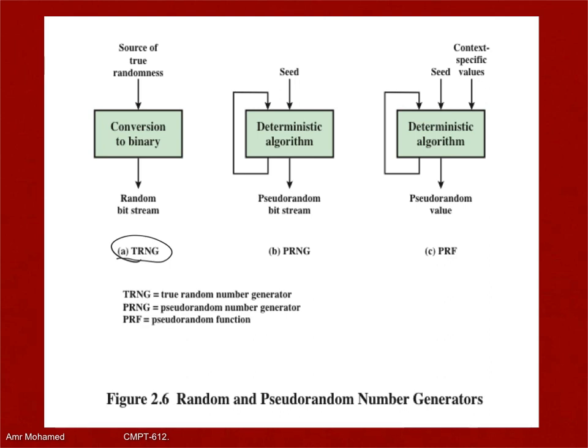But the first type here is what we call a true random number generator. And these techniques take a source of true randomness from nature, okay? And what they do is just convert it with an A to D, that's it. So what is the source of randomness from nature? There are multiple of them. Okay, there are many of them. One clear example is wireless channels.